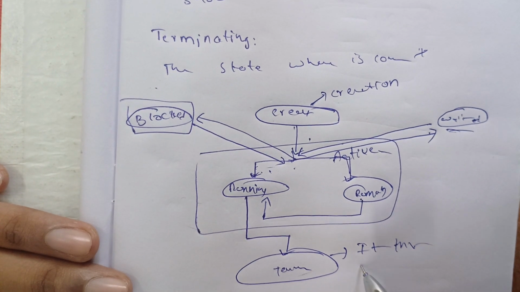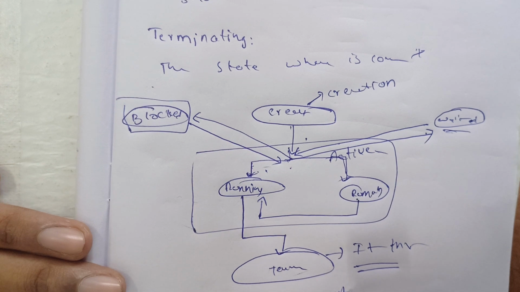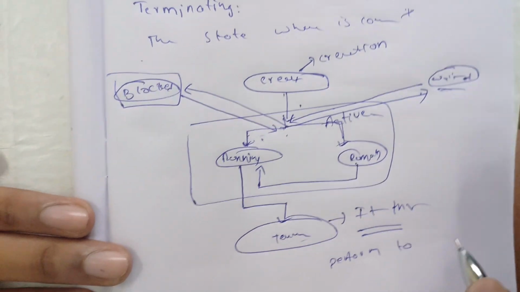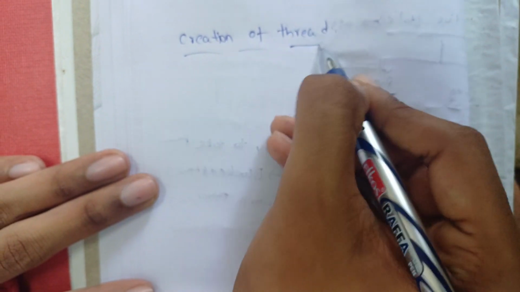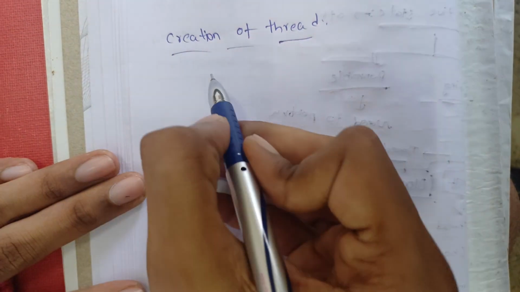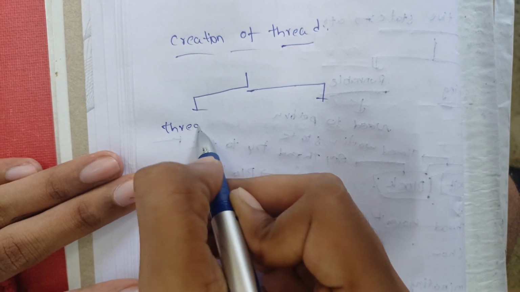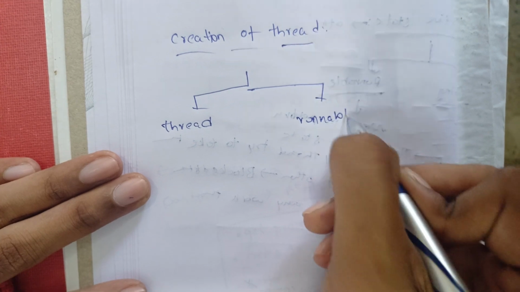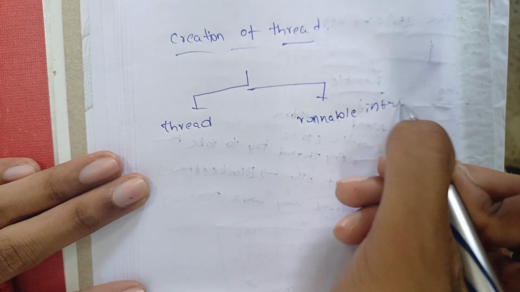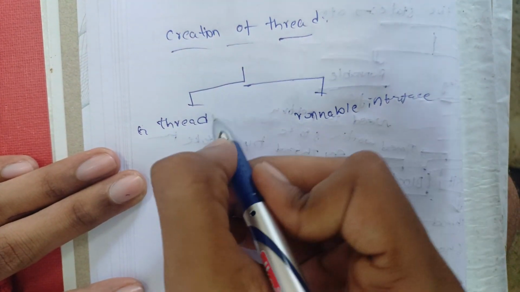So to know about this, we need to perform a program to know about thread and the thread class. Now let's talk about creation of a thread. How to create a thread. To create a thread, there are two ways: by extending the Thread class or by implementing the Runnable interface. First, let's talk about extending the Thread class.